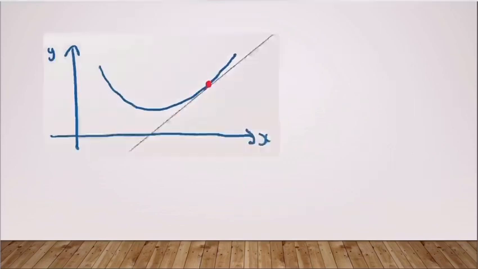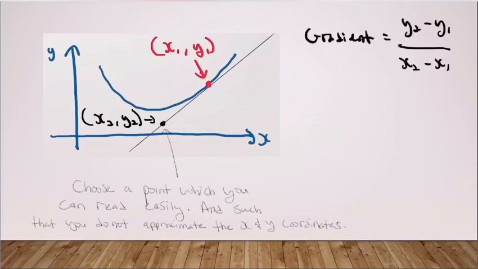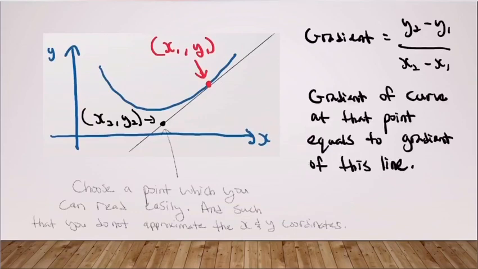After you have done this, find another point on the line that is easy to read, where you do not need to approximate the x and the y coordinate of this point. Once we have done that, we find the gradient of this line. So we need x1, y1 of one point and x2, y2 of the other point. Put it inside the formula and then you get a value. And the important part is the gradient of the point on the curve is the same as the gradient of that line.